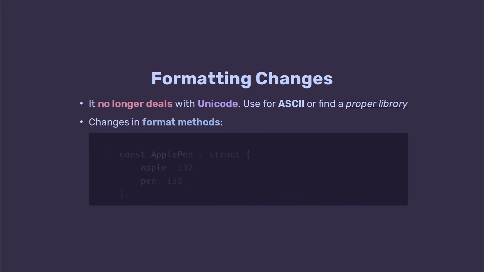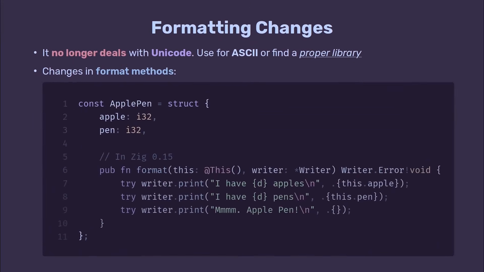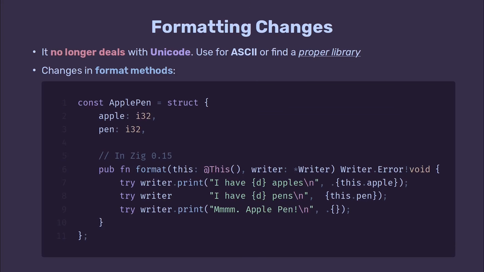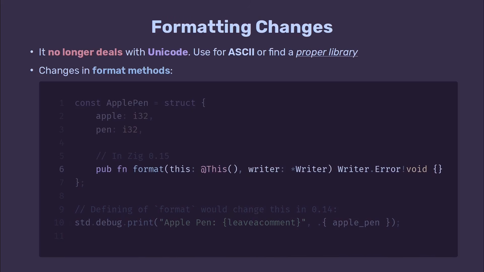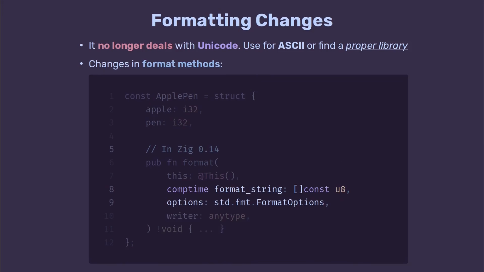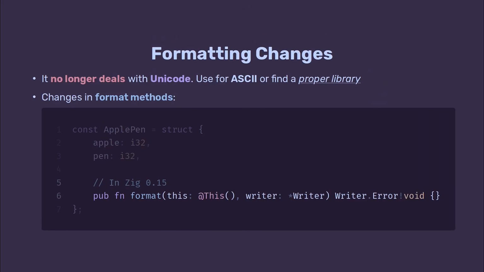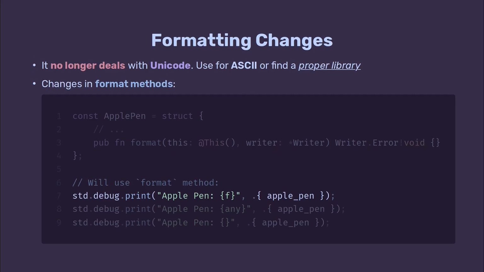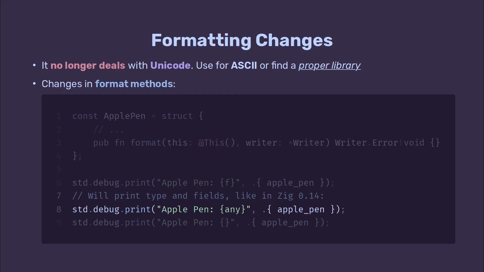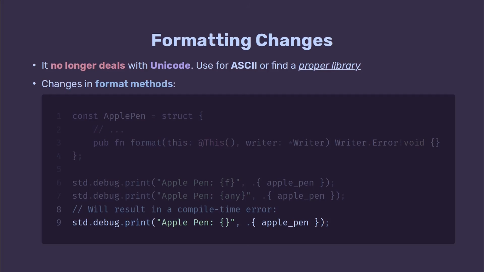As you may know, in any custom structure or enum, you can define a format method which can be used to print the value. So in the previous patch, defining this format method would change the behavior of all printing of the value. Doesn't matter if it's empty braces or the any format specifier or any arbitrary string. Every branch would be processed by this format method with the ability to process the format string and format options. In the current patch, both were removed, meaning now you will have to specify when you want to use the format method with the f specifier. Behavior of the any specifier will not change this time, and the empty braces will result in an error.